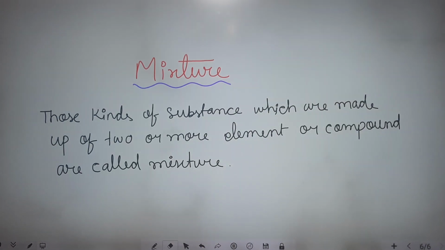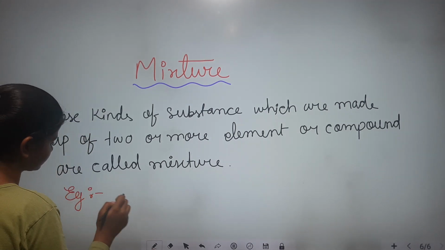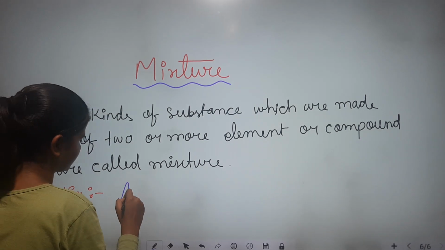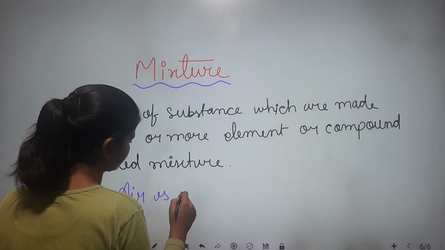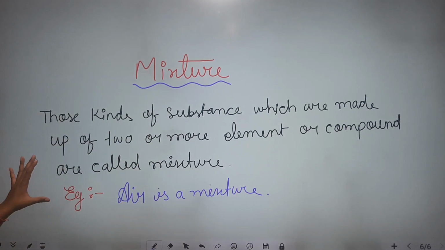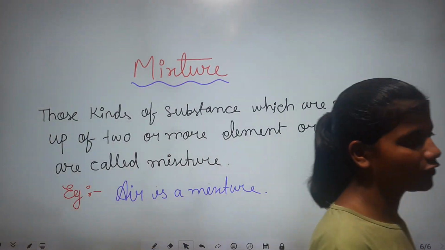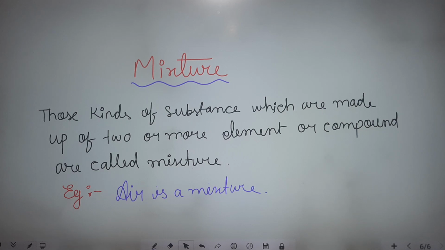Okay, let's see an example, like air. Air is a mixture. Okay. In air, nitrogen, oxygen, and carbon dioxide are present. So that's why we can say air is a mixture. Now let's see the types of mixture, that is homogeneous mixture and heterogeneous mixture.